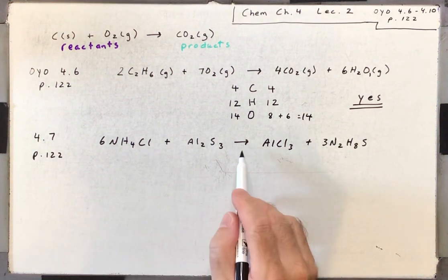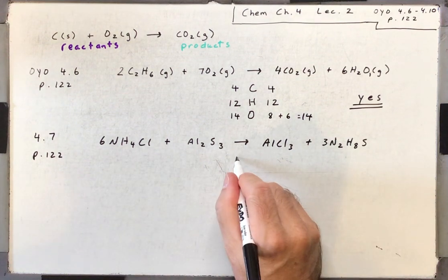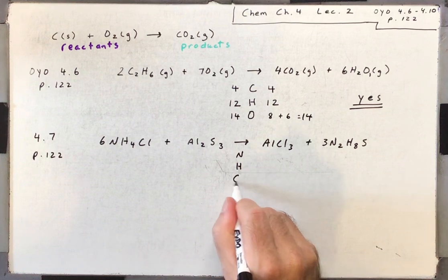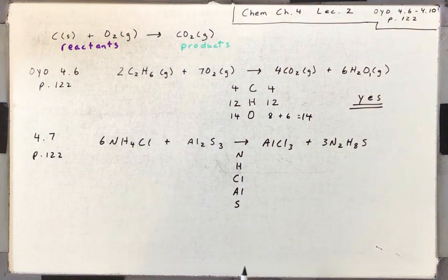Okay, let's list all the elements. I like to do it right underneath the arrow here. We have nitrogen, hydrogen, chlorine, aluminum, and then sulfur. And you don't want to list any element more than once. Okay, let's start with nitrogen.